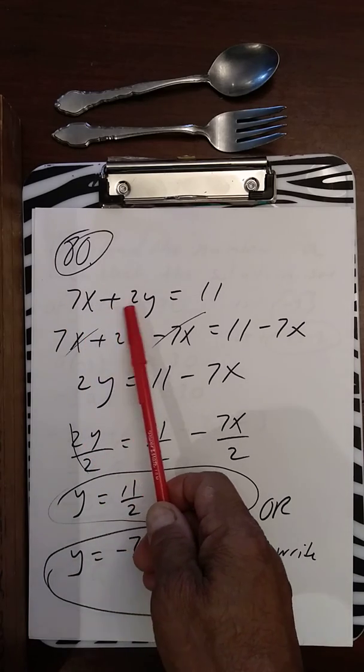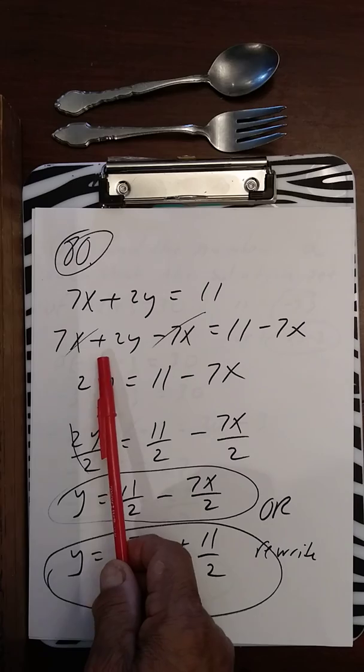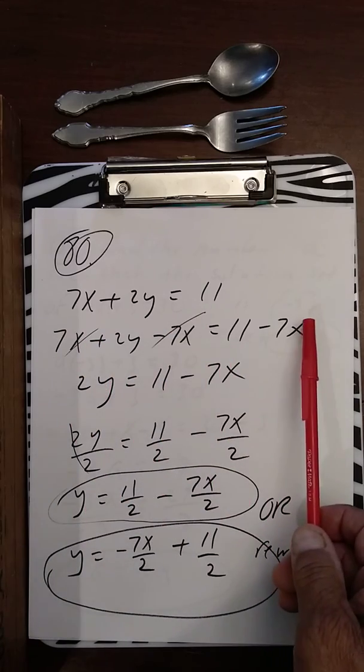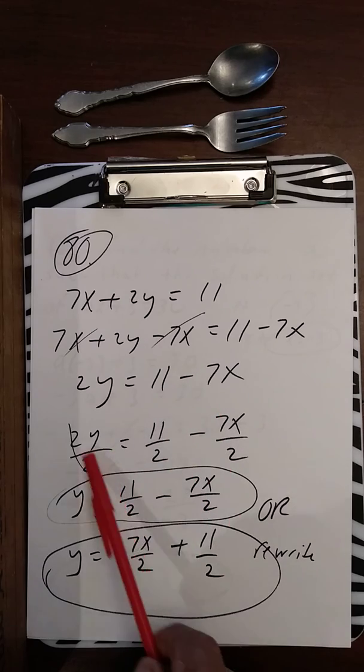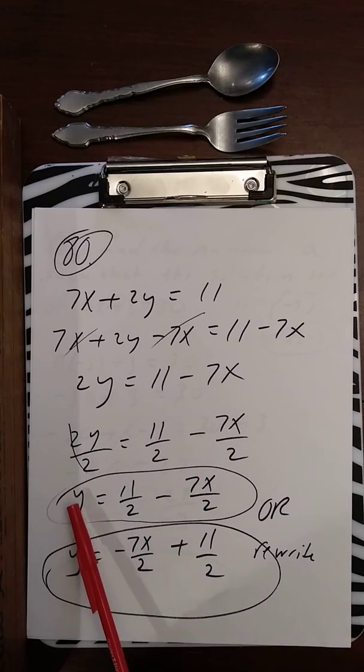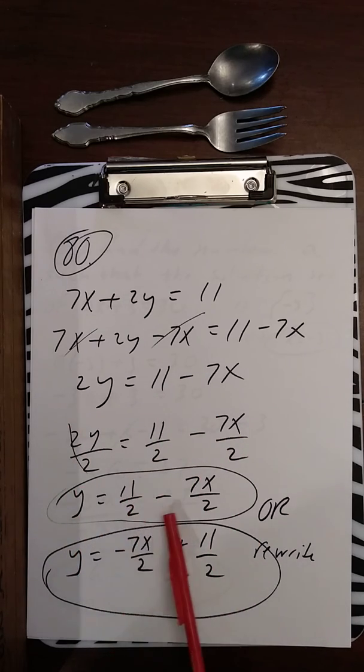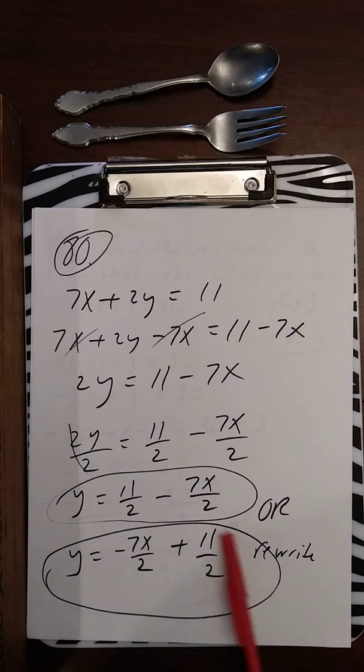7x plus 2y equals 11. So we're going to go minus 7x. So these are gone. So 2y equals 11 minus 7x, divided by 2, divided by 2, divided by 2. So y equals 11 over 2 minus 7x over 2, or y equals negative 7x over 2 plus 11 over 2. This one or this one.